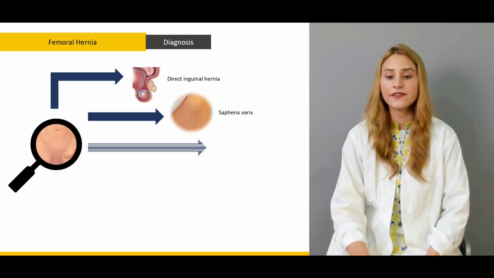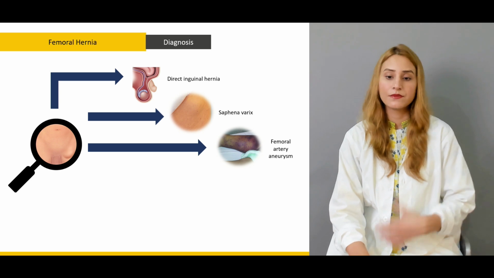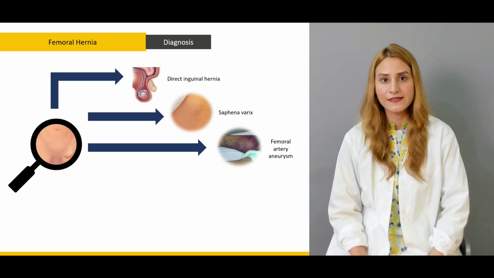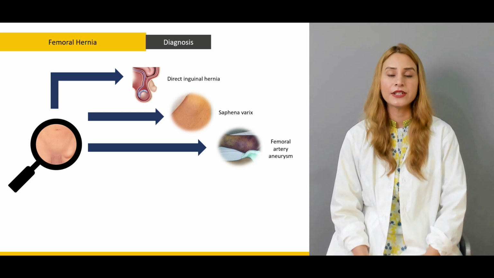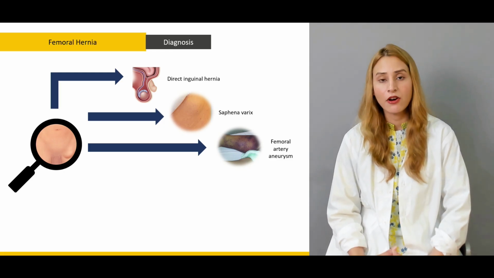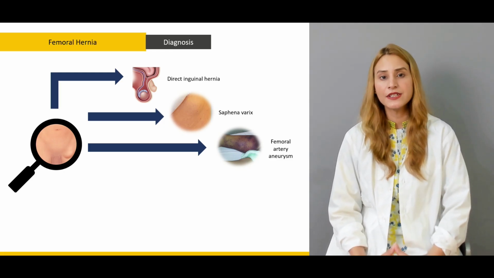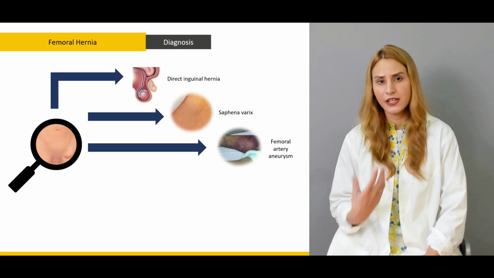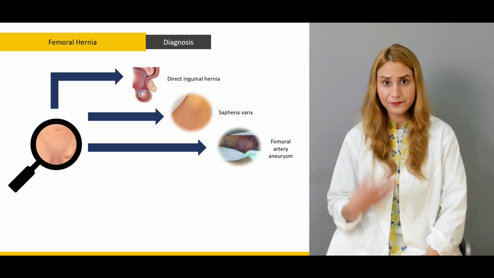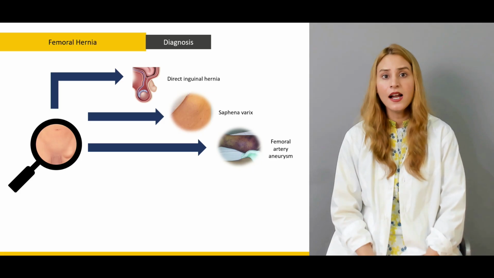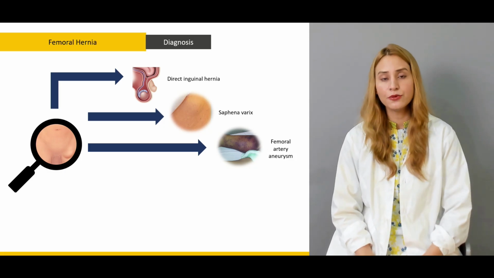You have to look for the saphenous varix as well. It can be a femoral artery aneurysm as well. So, how are you going to differentiate between a hernia and a femoral artery aneurysm? Because most of the time, if it's an aneurysm of the artery, there would be a bruit. You have to listen for the bruit as well.